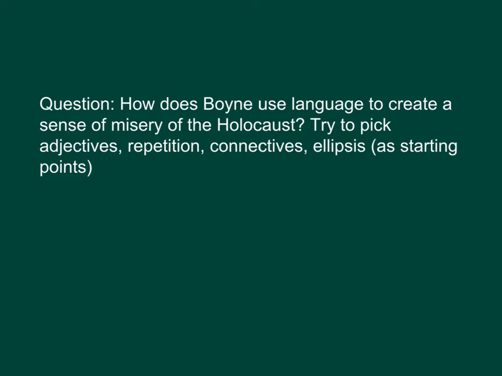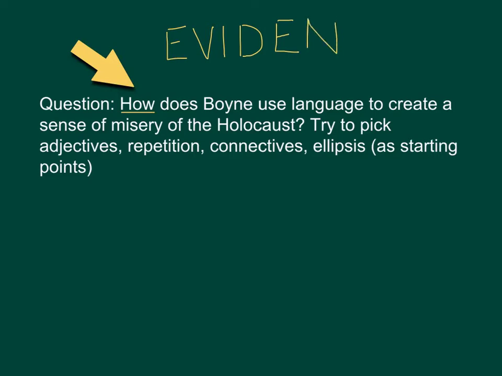So the first keyword that we're going to look at and to highlight is the word how. Whenever anybody ever says how in an exam question, they will always be asking you to provide evidence. So, in this question, they're saying, how does Boyne use language to create a sense of misery in the Holocaust? Now, how he does that is you need to be picking out the language devices that he uses and saying the effect of those language devices.